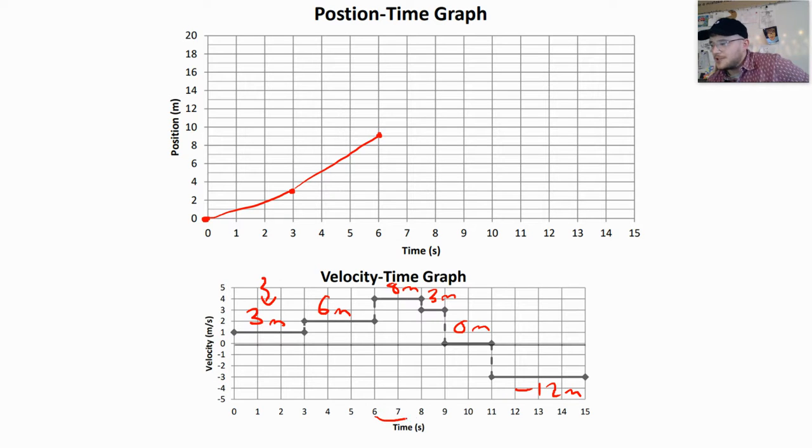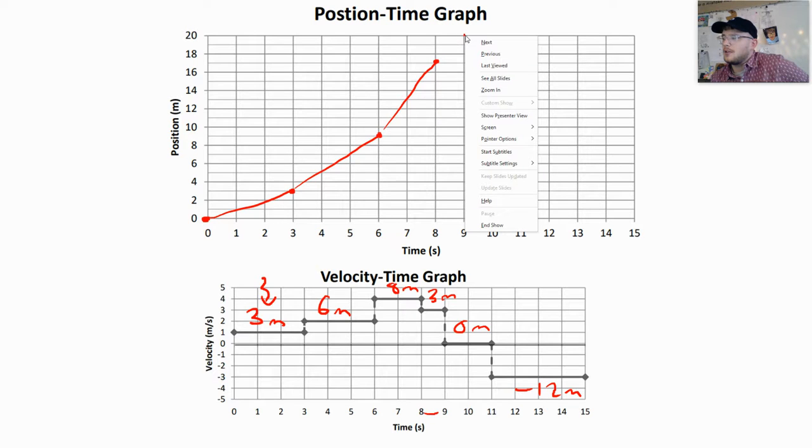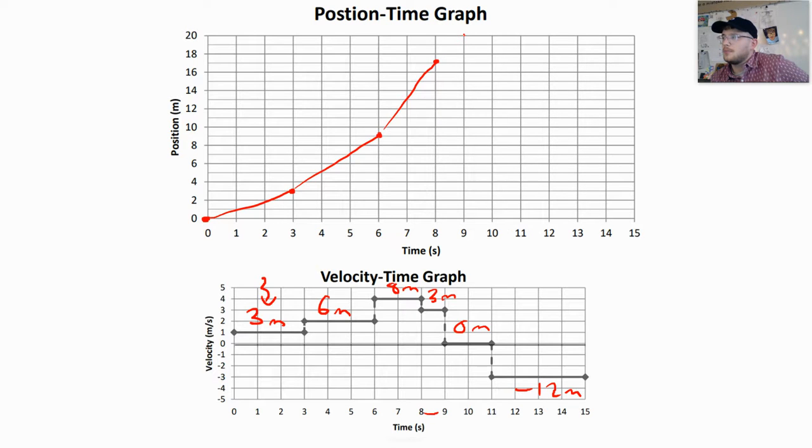And then over the next 2 seconds, I went up 8 meters. So 1, 2, 3, 4, 5, 6, 7, 8. Went up 2 meters. So connect those lines. And then over the next second, between 8 and 9, I went 3 meters again. So 1, 2, 3. There we go. And then over the next 2 seconds, between 9 and 11 seconds, I went 0 meters. Well, if I went 0 meters, that means I'm just flatlining here. I didn't move anywhere.